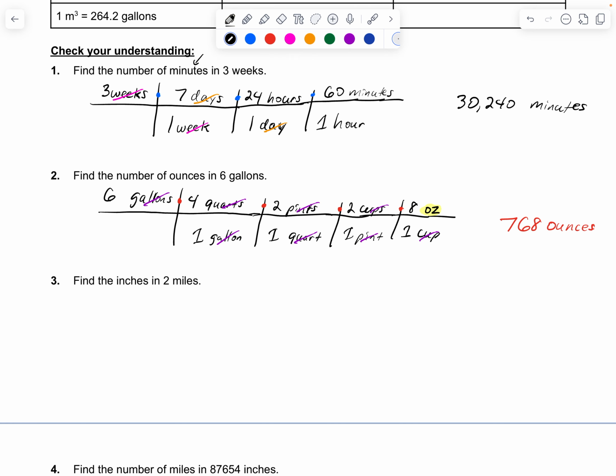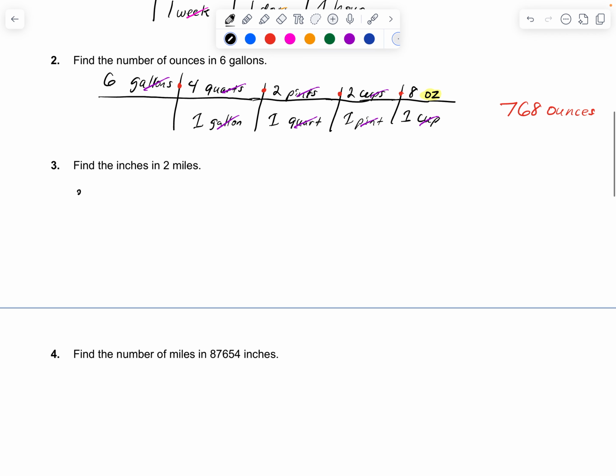Okay, number 3, find the inches in 2 miles. So I'm going to start with 2 miles.